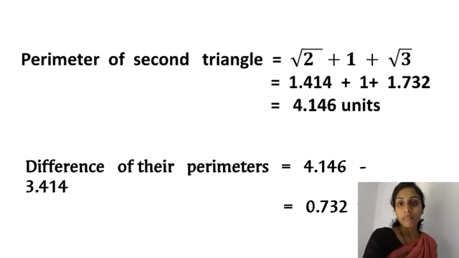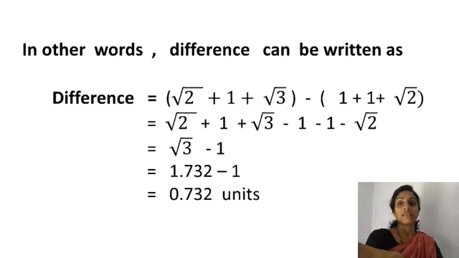This problem can be simplified using another method. The difference can be written in other words. For the first triangle, the perimeter is what? 1 plus 1 plus root 2, isn't it? For the second triangle, what is the perimeter? Root 2 plus 1 plus root 3.